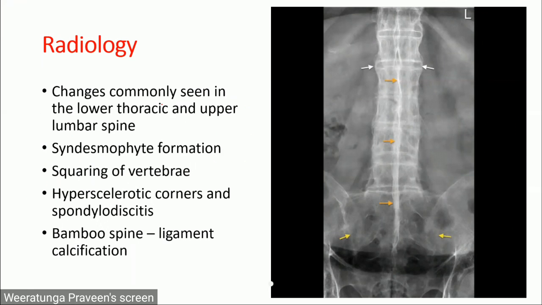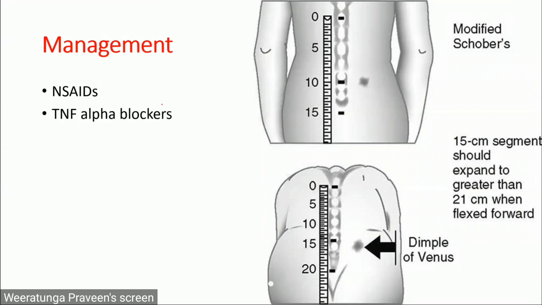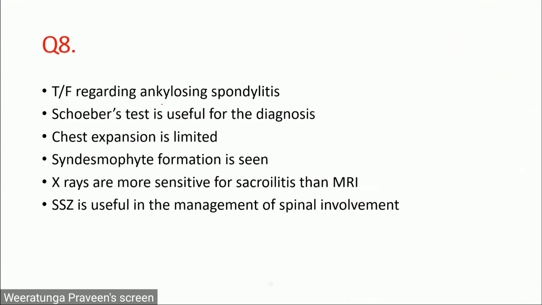Sir, in rheumatoid arthritis also, is it apical? Rheumatoid arthritis, no. Rheumatoid arthritis is basal. Right, okay.